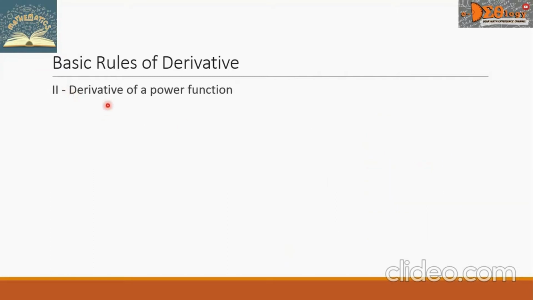Rule number 2. This is derivative of a power function. We have d over dx of x raised to n. And this is equal to n times x raised to the power n minus 1, provided that n is not equal to 0. Let us see some examples.